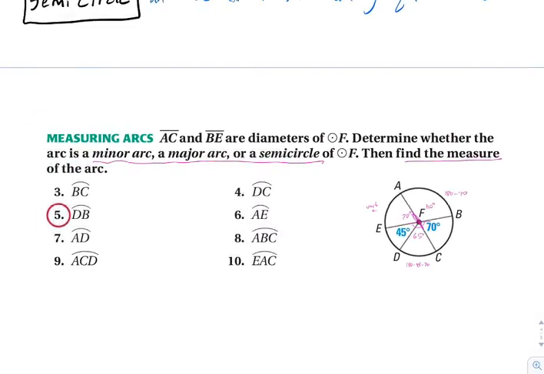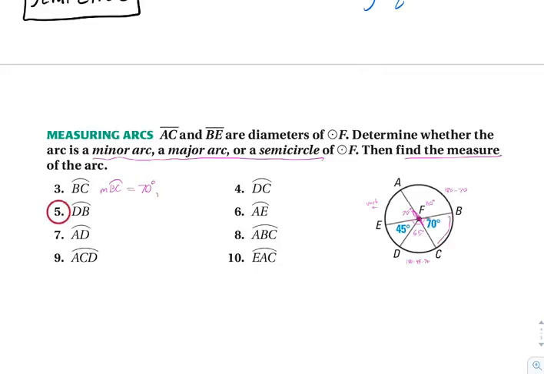So now that I've got all my angles, I'm going to go back over here. Number 3 says, find the measure of this arc. So the measure of arc BC is, from B to C, the short way, not around the other part, the central angle is 70 degrees. So that has a measure of 70 degrees. And of course, since that's less than half a circle, we call that a minor arc.